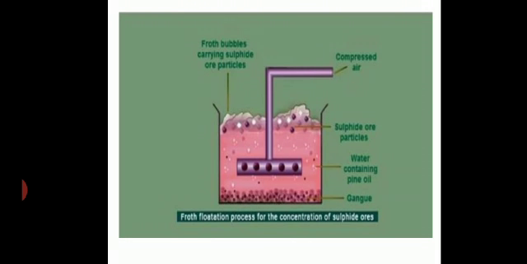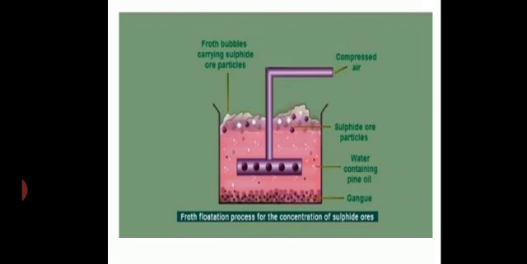Alright, as I said, two sulfide ores are formed. How will you separate these two sulfide ores? We will be adding a depressant like sodium cyanide. It reacts with zinc sulfide to form a soluble complex. NaCN plus ZnS forms Na2Zn(CN)4 plus Na2S.